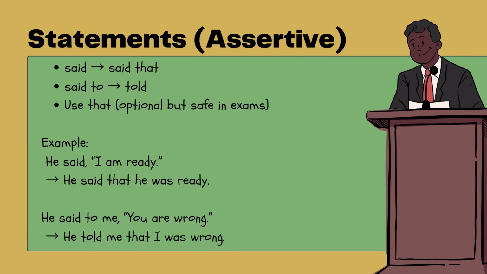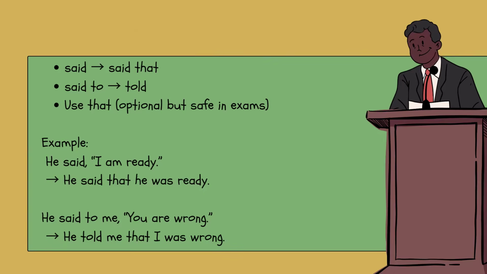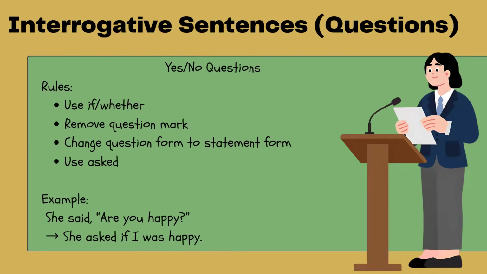For example, he said, "I am ready." That will be converted into the reported speech: he said that he was ready. So I'm putting "that," and I'm changing the pronoun and the tenses over here. For the next example, he said to me, "You are wrong," becomes, he told me that I was wrong. Simple and direct.